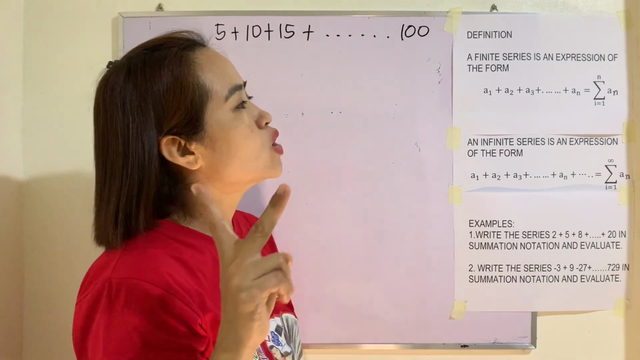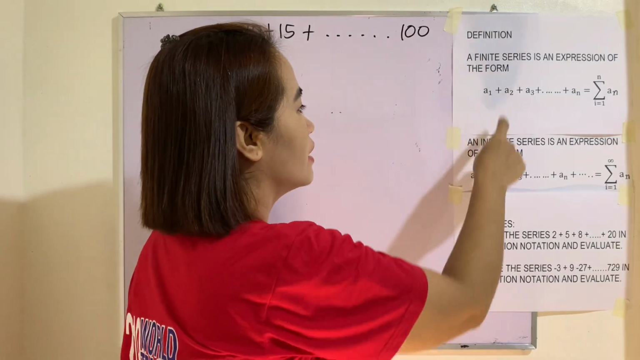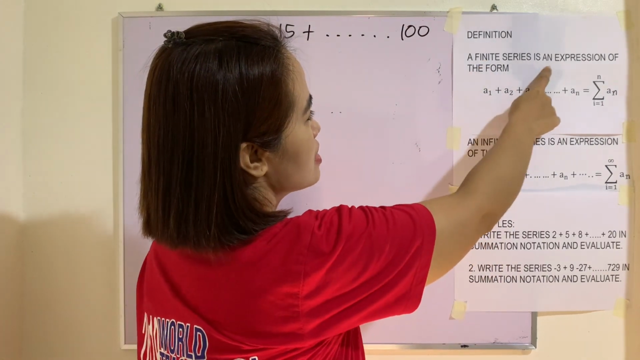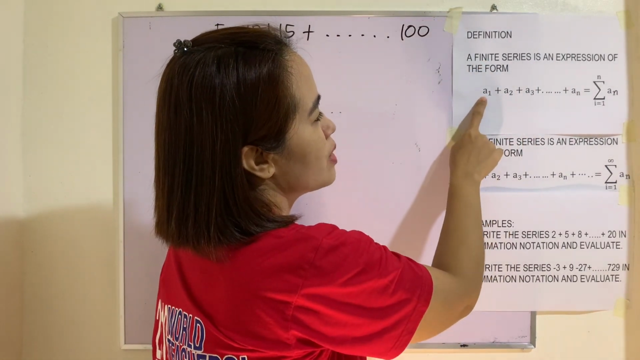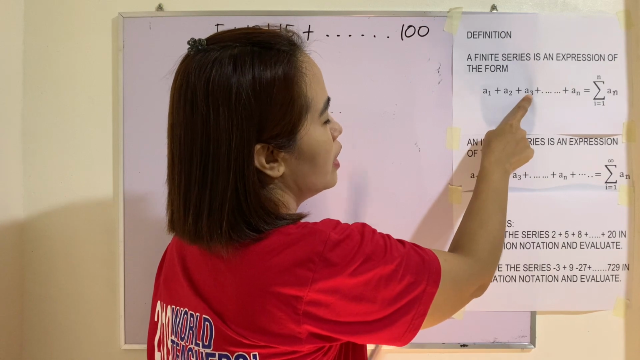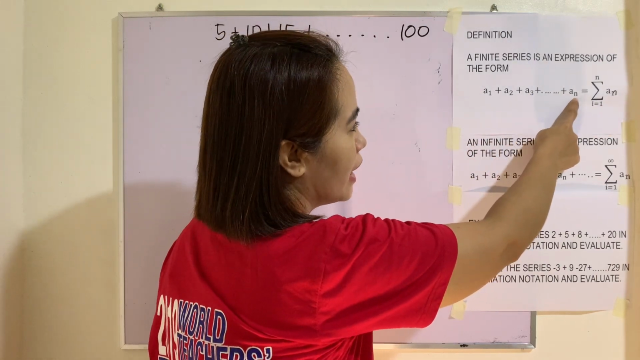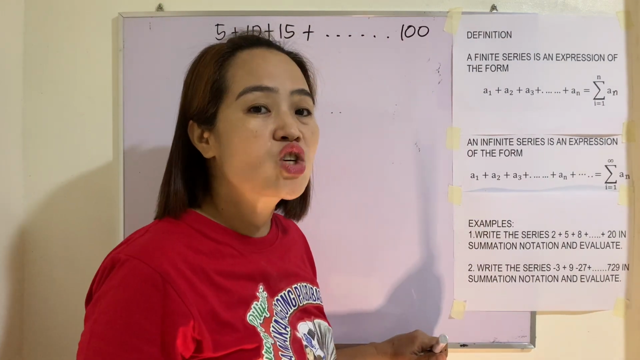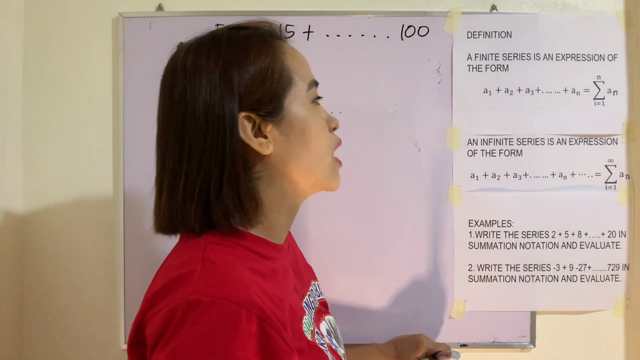Now, there are two kinds of series. We have the finite and the infinite. A finite series is an expression of the form a sub 1 plus a sub 2 plus a sub 3 up to a sub n. And this one is its representation in summation notation or sigma notation.